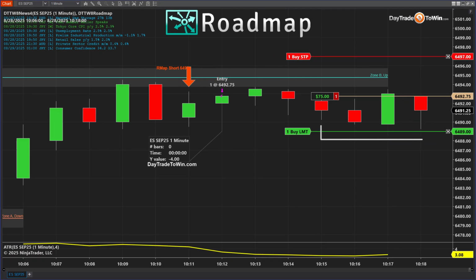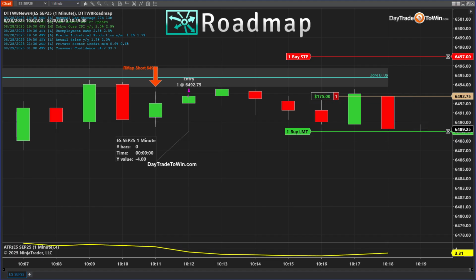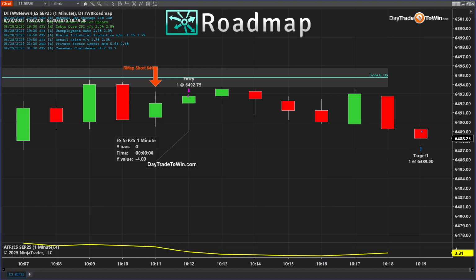You see how many times it's trying to go through that area? I just needed it to touch my target. Filled. Now, in the event that it reverses and comes back up to my entry, 3-4 times of it doing that, showing me that it's hitting support and reversing off of it, think about exiting the trade.